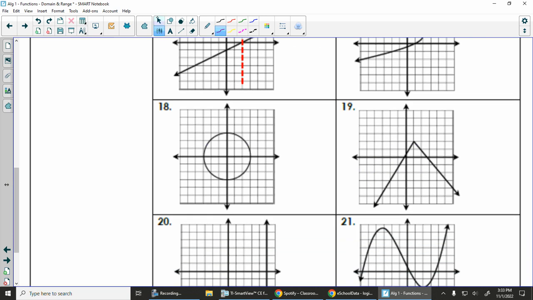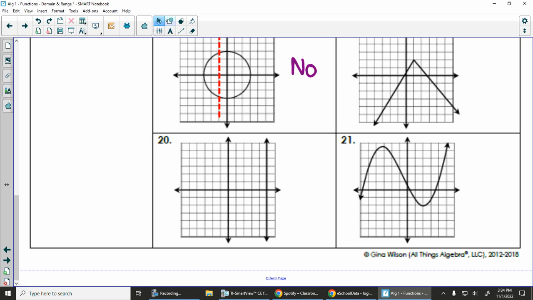Let's look at 18. Okay, again, I should be able to put this line anywhere I want. If I put it here, fine, it only touches once. If I put it here, fine, only touches once. But as soon as I try to move it anywhere else, like maybe here, it's going to hit top and bottom. This is exactly the same as the example I showed you earlier of why it's not a function, because this would hit the circle at the top and also at the bottom. As soon as it hits more than once, then it's not a function.